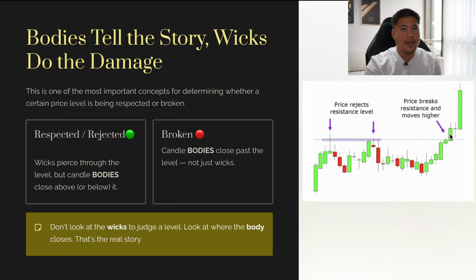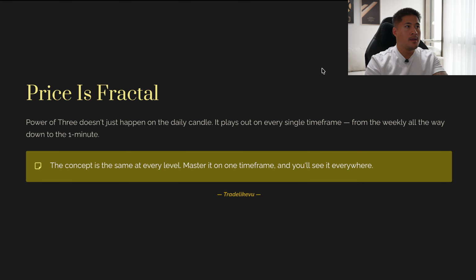It breaks through, and you can tell a level gets broken through by a body candle closure. This means momentum. This means this level is not likely to hold, so price will continue upwards, just like you can see right here. So don't look at the wicks only to judge a level. Look at where the body closes. That's the real story of this example, of this lesson.